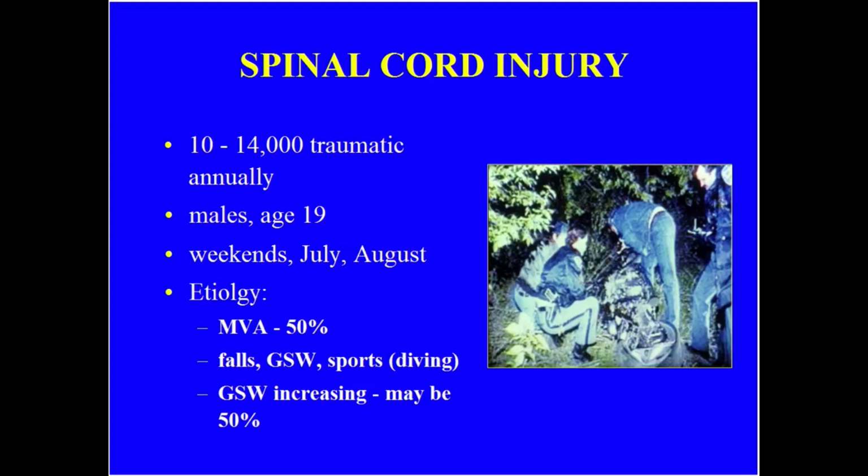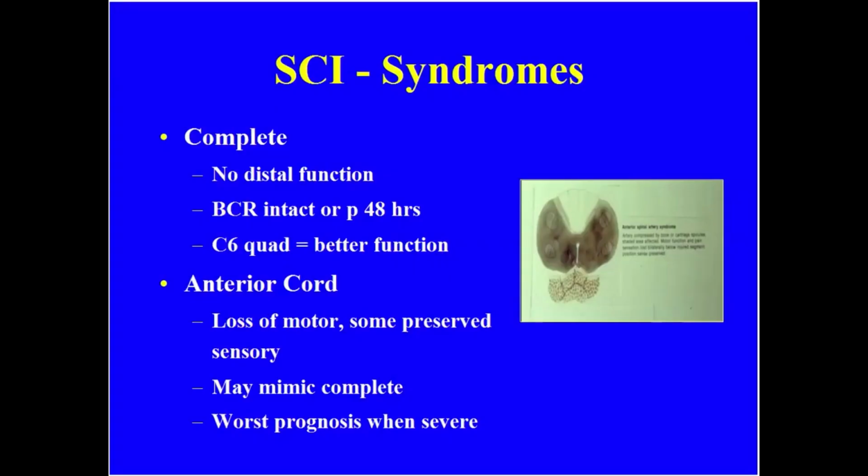And the etiology, although this is probably changing some. Historically, the etiology has been 50% of cases were from motor vehicle accidents, and then about 15% were from falls, 15% gunshot wounds, and 15% diving. There are some reports that gunshot wounds may be as high as 50% in some centers. And a lot of this depends on, if you're in a hospital that's right near a big highway, you're still going to see a lot of motor vehicle accidents. If you're in an inner city hospital, you're more likely to see penetrating trauma.